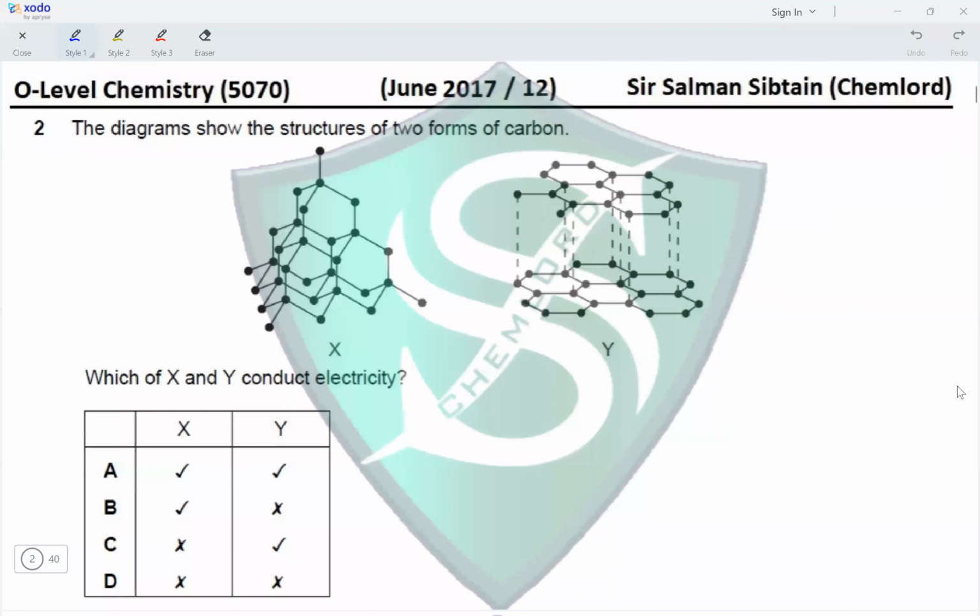Question 2. The diagram shows the structure of two forms of carbon. X is the representation of diamond and Y is the representation of graphite. Which of X and Y conduct electricity?